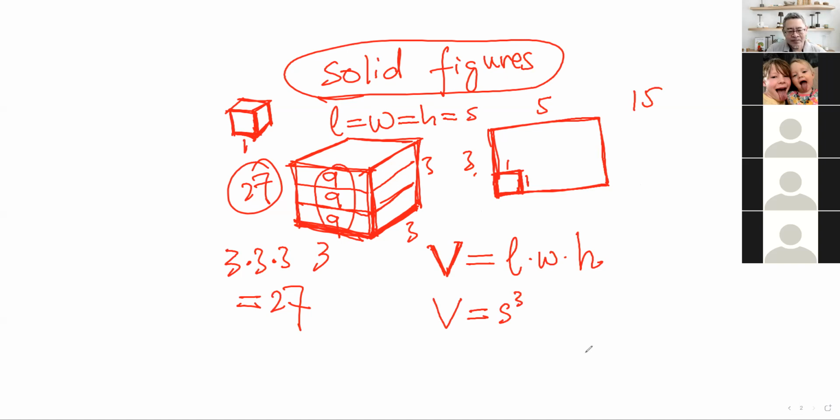Okay. Very good. And okay. So now from that, we're looking at something called a prism. We call this the base, and a prism is something like this.